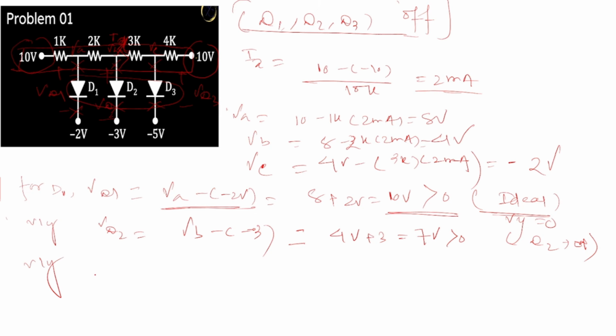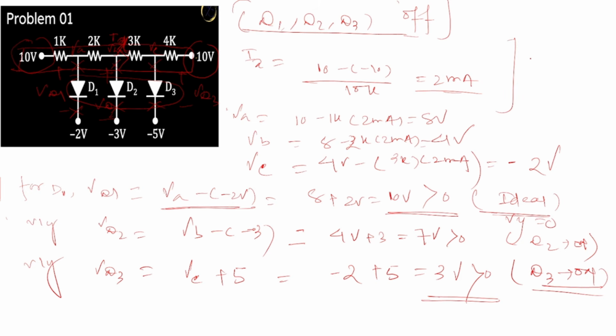Similarly, let's calculate VD3. Then what is VD3? VD3 is VC plus 5. I'm writing this directly. VC is minus 2 volt plus 5 volt. This is 3 volt, greater than 0. So you can see initially we assumed all three diodes to be off. Now we calculated using the open circuit test and showed that all three diodes are on.